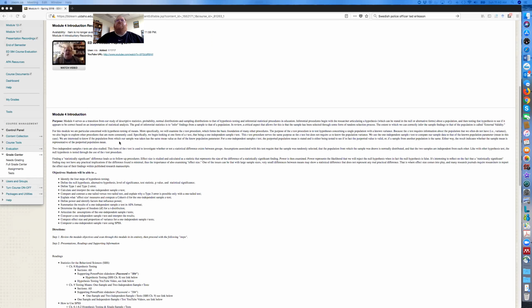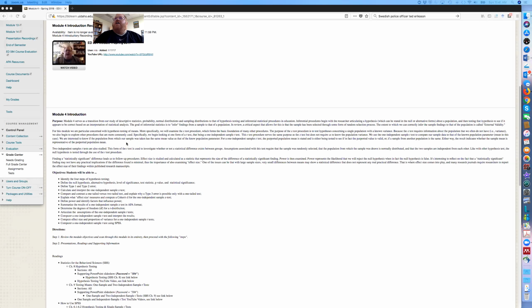Two independent samples t-tests are also studied. This form of the t-test is used to investigate whether or not a statistical difference exists between groups. Assumptions associated with this test require that the sample is randomly selected, that the population from which the sample was drawn is normally distributed, and that the two samples are independent from each other. Like with other hypothesis tests, the null hypothesis is tested through the use of the t-test procedure. Finding a statistically significant difference leads us to follow-up procedures.